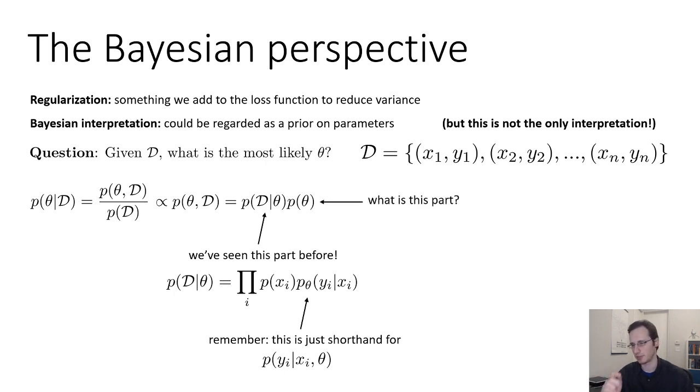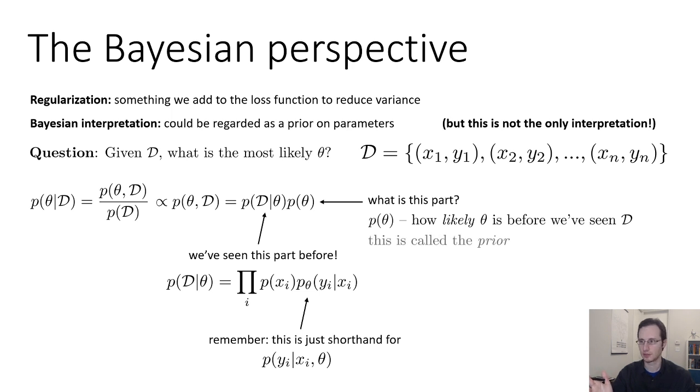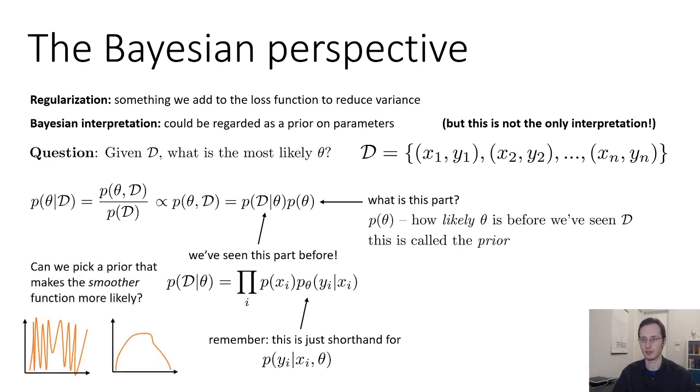So what's that second part? There's a new thing that showed up once we wrote this out using the definition of conditional probability, and that's the P of theta. What is that? Well, P of theta is how likely theta is a priori, how likely you think theta is before you've even seen the training set. And this is called our prior, because it is our belief over theta a priori, before you've seen the data.